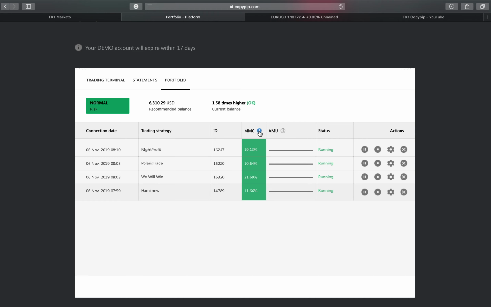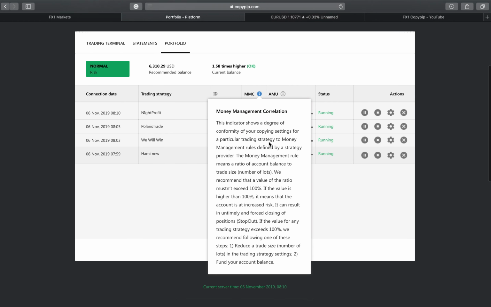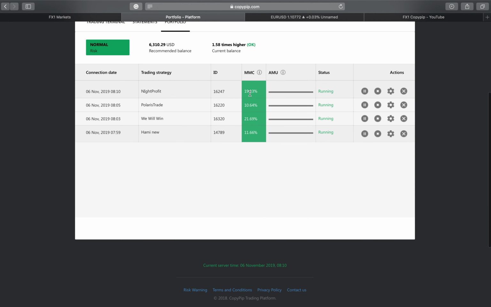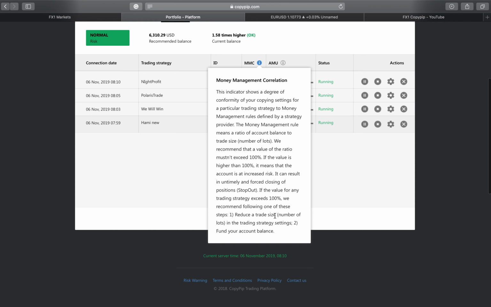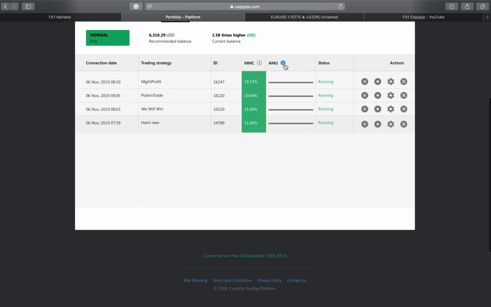You might get stopped out. So let's say it goes more than 100 but you don't want to remove that trader. There are two options: you can either reduce the trade size or fund your account. These two options. AMU is average margin use. It means what size of margin this trader is using from your account.